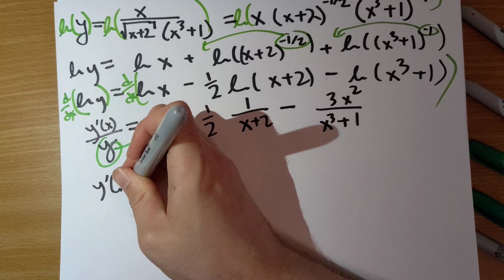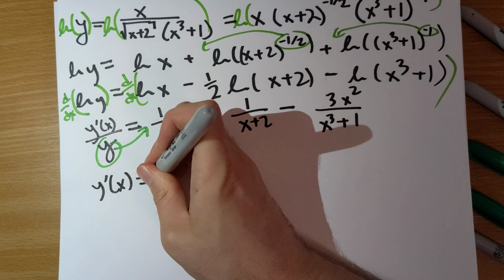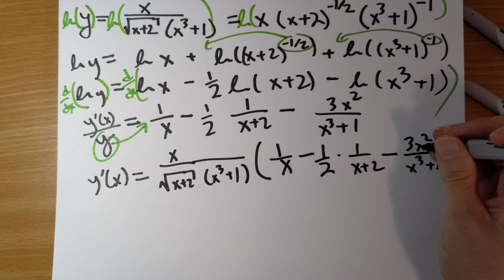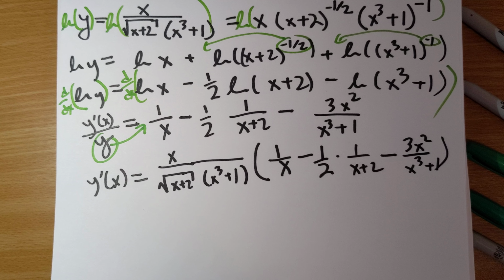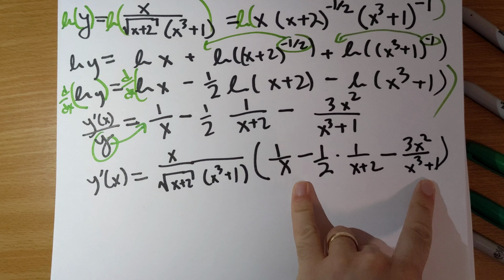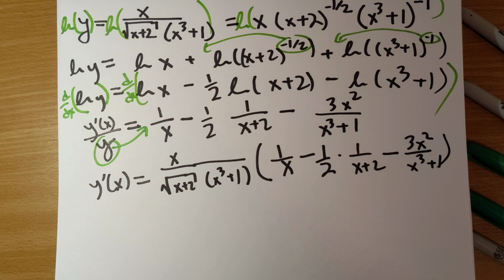And so then to finish this off, we just need to multiply on both sides by y. So y prime of x, or dy dx, is equal to y. What was y originally? x over square root of x plus 2 times x cubed plus 1, times 1 over x minus 1/2 times 1 over x plus 2 minus 3x squared over x cubed plus 1. This final answer, your derivative, is equal to the original expression times something that looks like this. This is a pretty typical final answer when you're performing logarithmic differentiation. Okay, that is problem number 47.